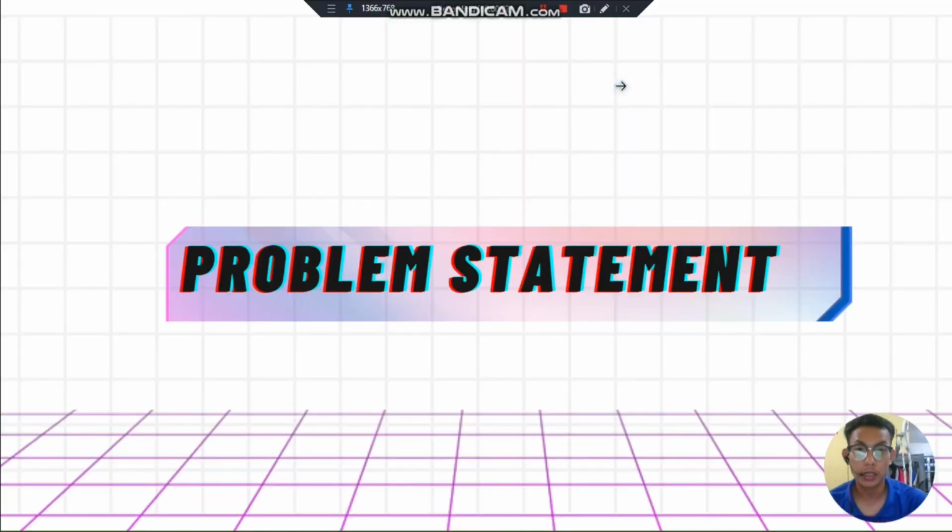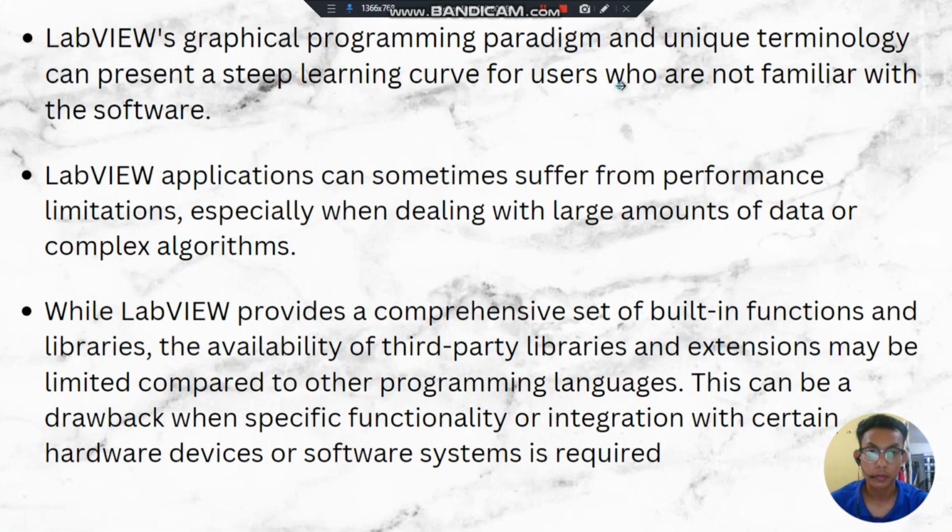Assalamualaikum. My name is Muhammad Alif Aiman. Today I would like to present the problem statement. First of all, LabVIEW's graphical programming paradigm and unique terminology can present a steep learning curve for users who are not familiar with the software. Second, LabVIEW applications can sometimes suffer from performance limitations, especially when dealing with large amounts of data or complex algorithms. So it can cause problems.